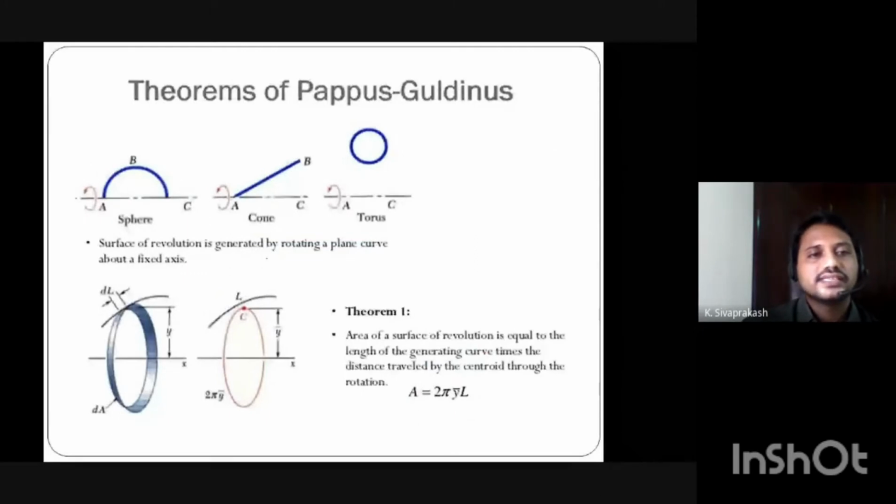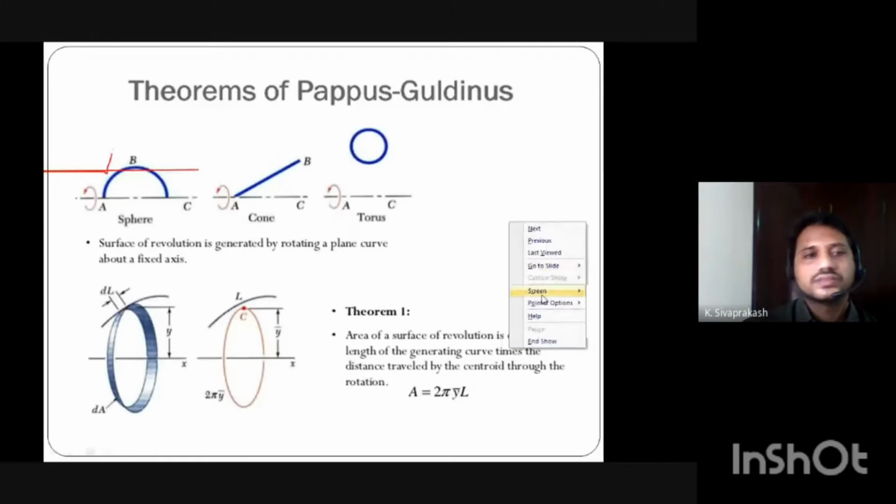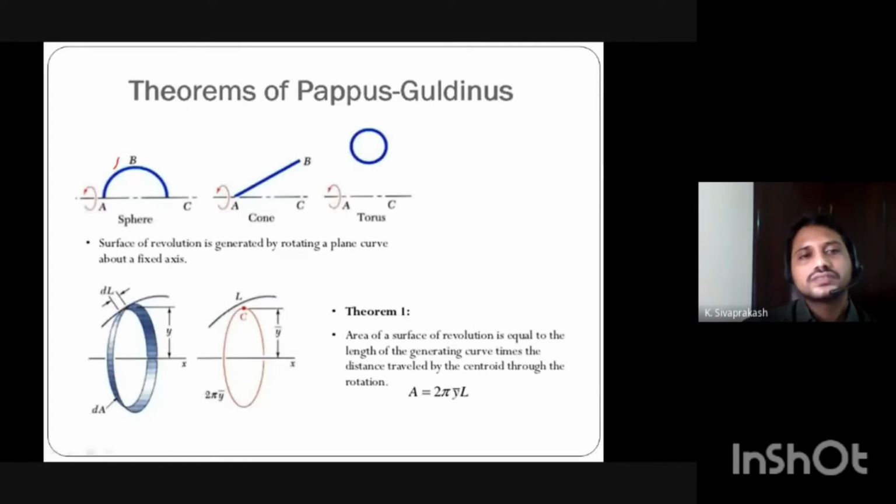Let us take a semicircular curve, and you are rotating the semicircular curve about the non-intersecting axis, the AC axis. Then the surface area generated is equal to the product of the length of the curve and the distance traveled by its centroid in one revolution. Okay, that is the statement.